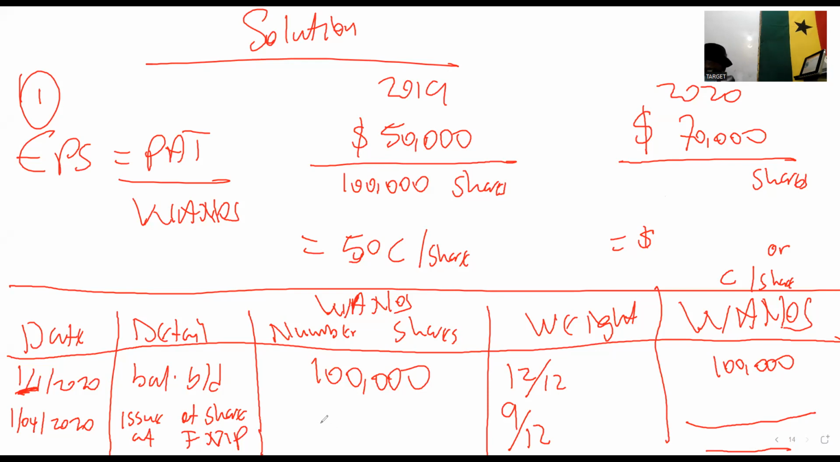Okay, so let's put 25,000 shares here. Multiply by 9 months out of 12. So 9 months simply means 75%. So that's 75% times 25,000, which will give us 18,750. Now, if we put it all together, I get 118,750.